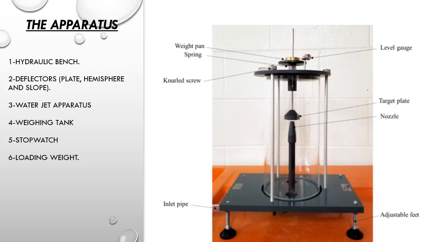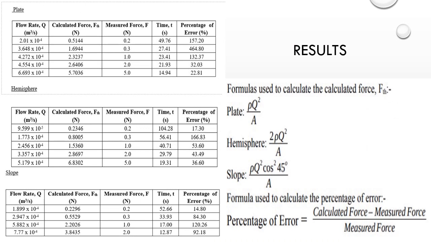Now, the parts used were hydraulic bench deflectors, which had plate, hemisphere, and slope, and then the water jet apparatus, weighing tank, stopwatch, and a loading weight. Now, as you can see here, the results. We have the results for the plate, and then after that, the hemisphere and the slope.